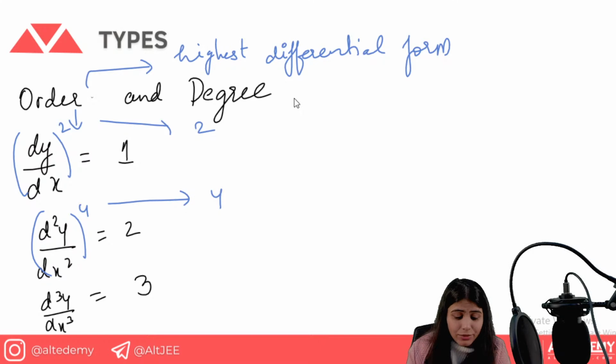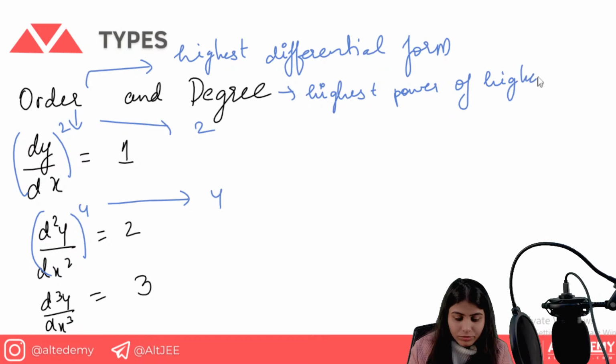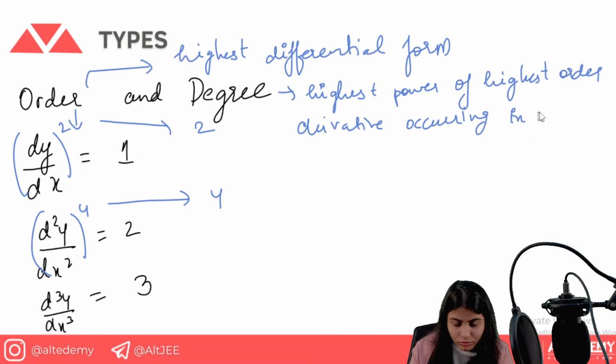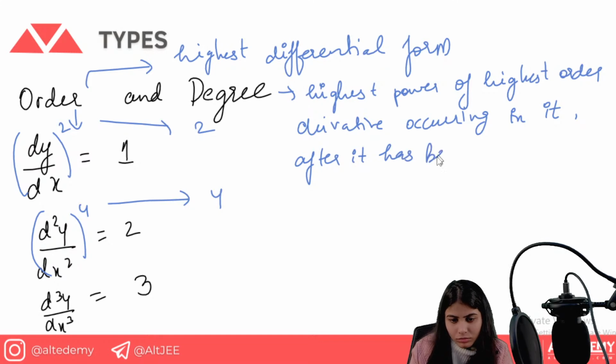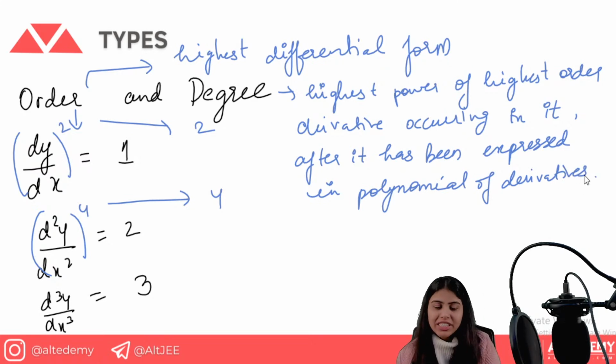So how do we define the degree? We define the degree by the highest power of the highest order derivative occurring in it, and obviously it has to be expressed in polynomial form. Okay, so I hope you're clear with the terms order and degree.